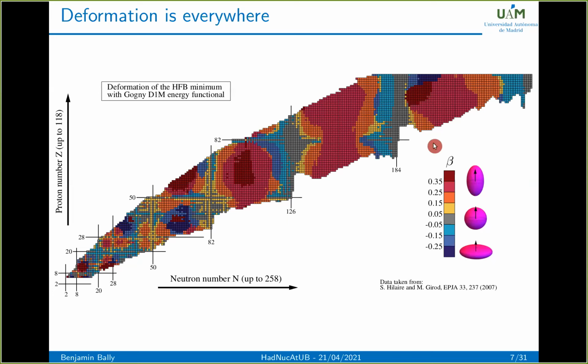And you see that as soon as you move away from the magic numbers, which are still represented by these lines, nuclei tend to be deformed, right? At the magic numbers, they tend to be spherical, in gray. And as you move away, when you are in the middle of a shell, for example here, you are very deformed. And it's something you have to take into account when you build your method.